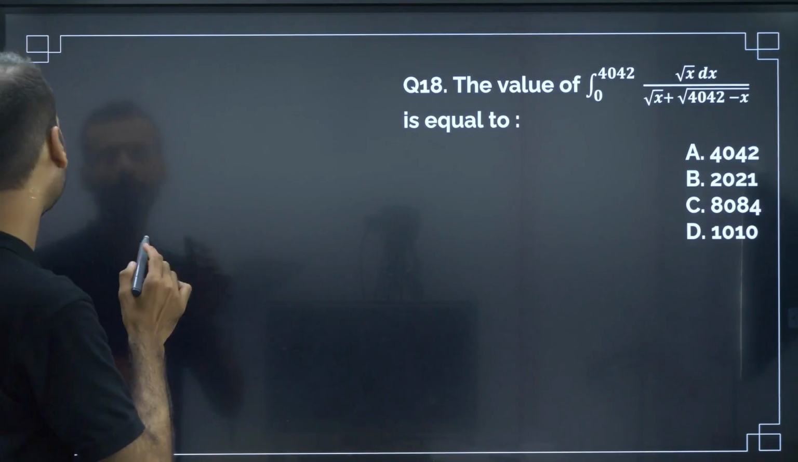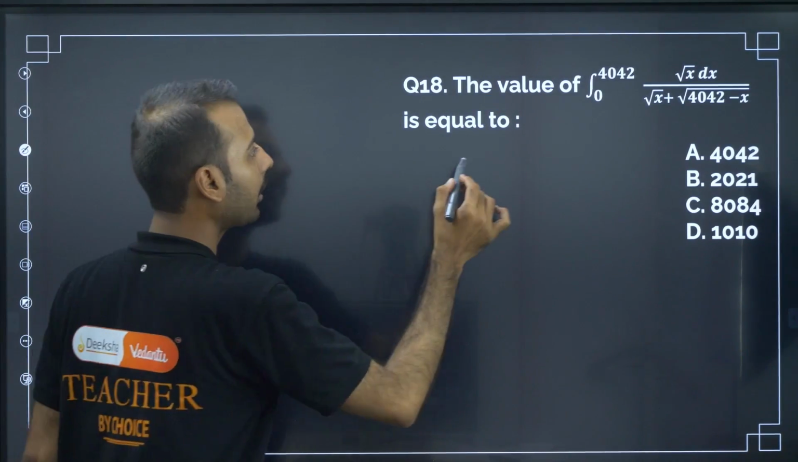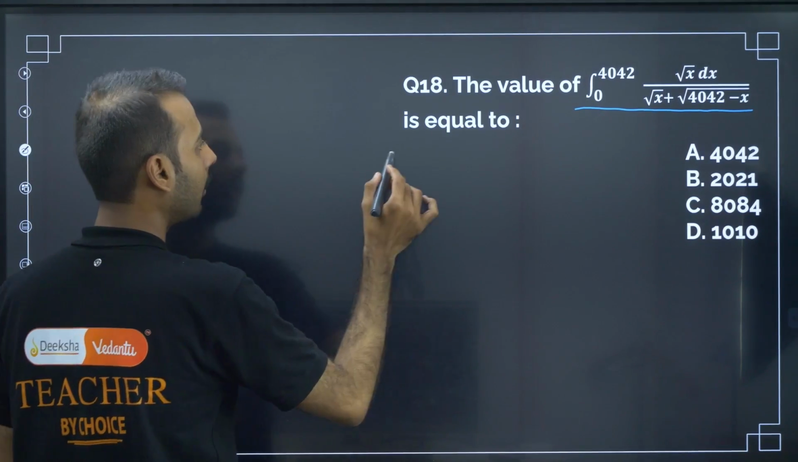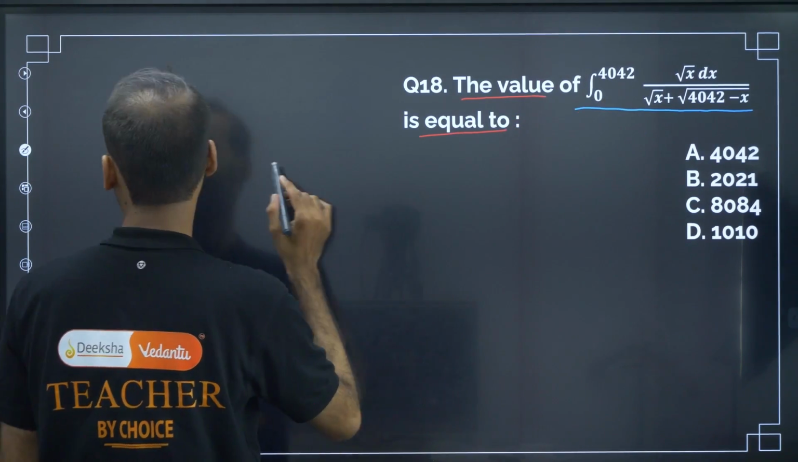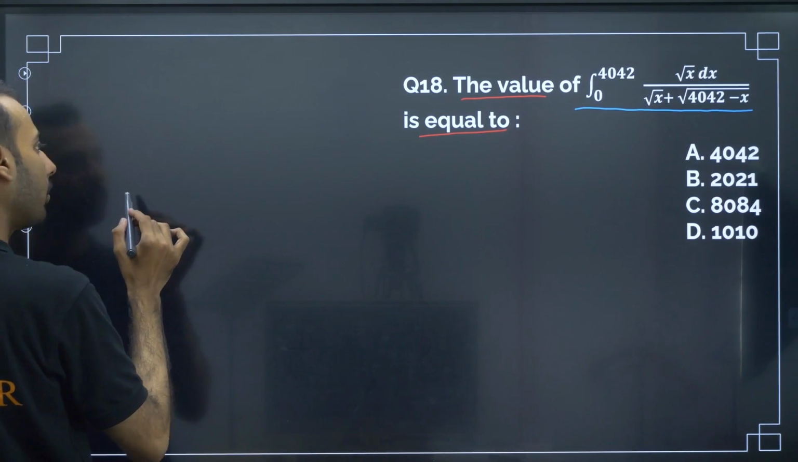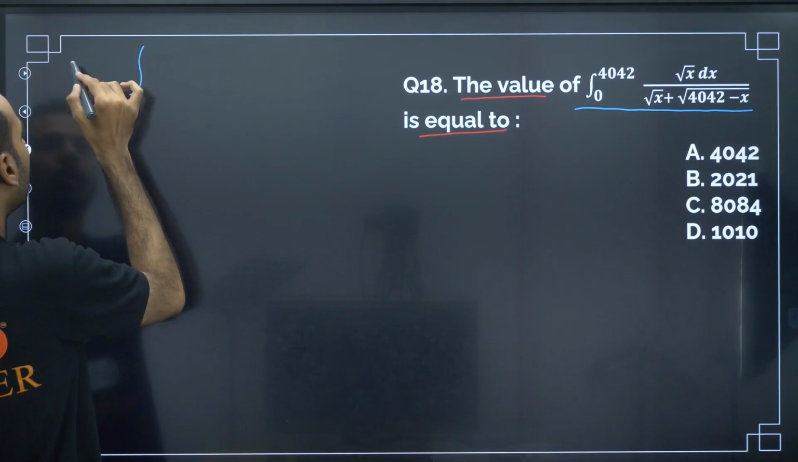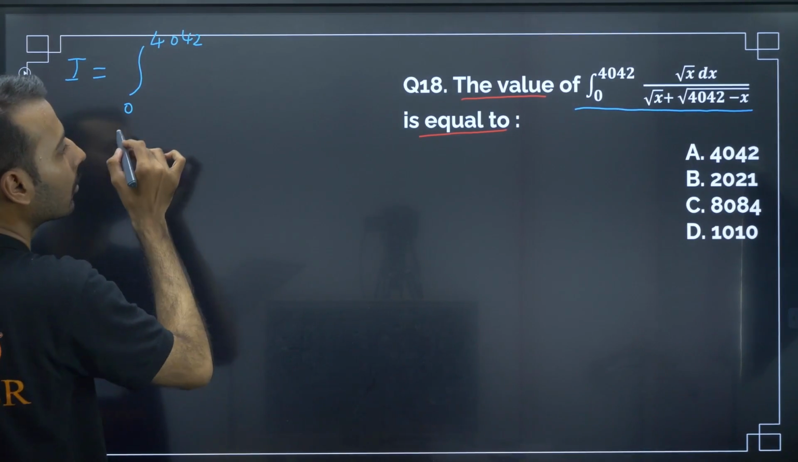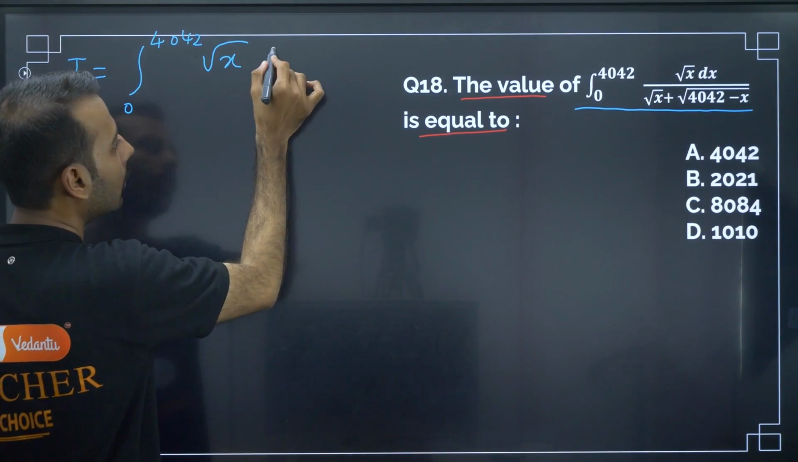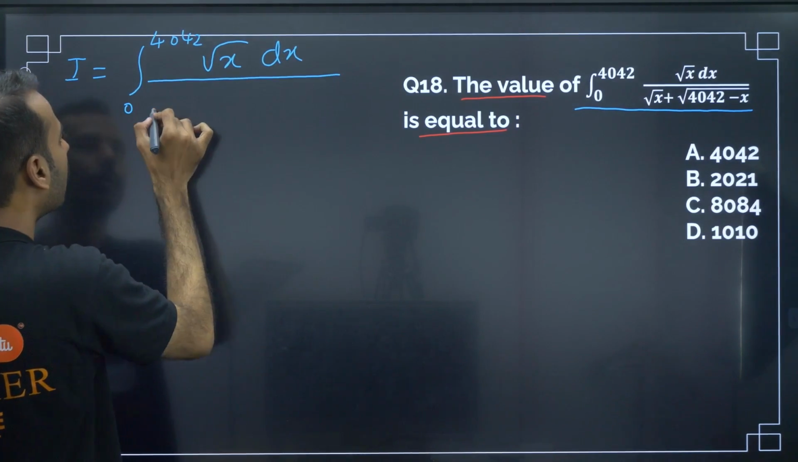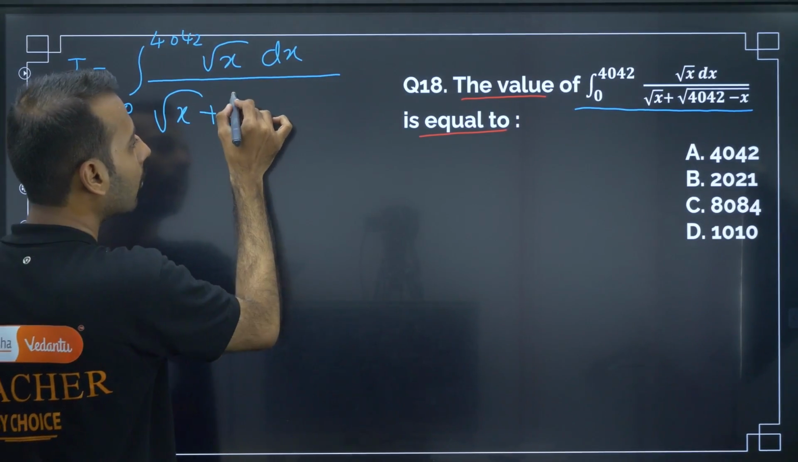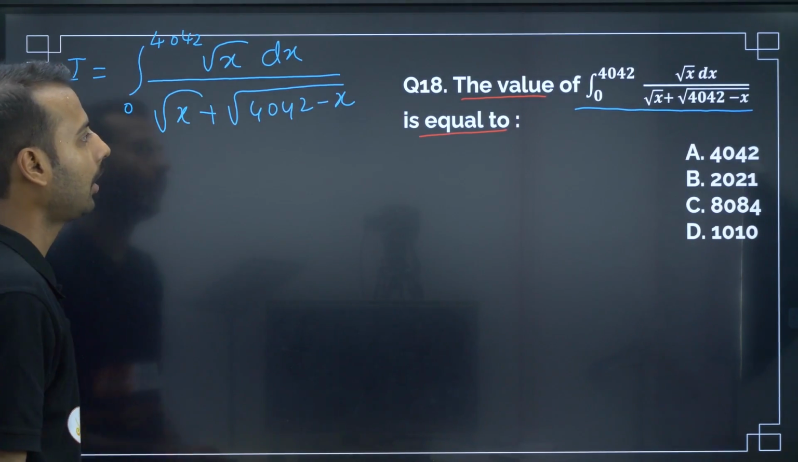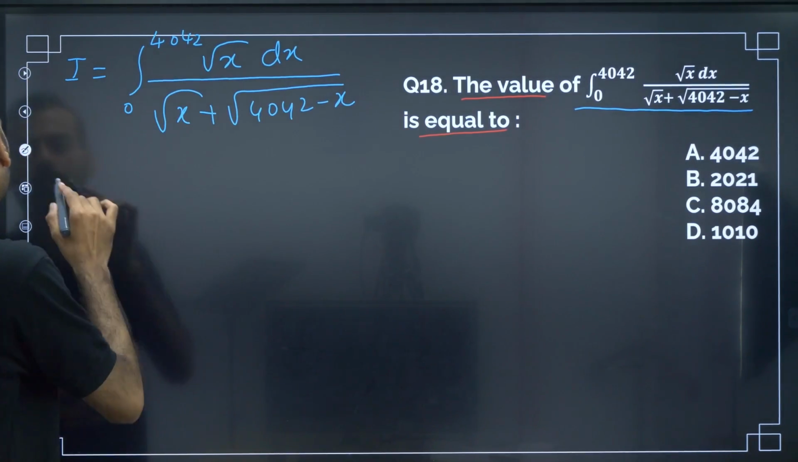The value of some integral they have given, and they are asking us to find the value of that integral. So let me copy and paste that. I is equal to the integral from 0 to 4042 of root x dx by root x plus root of 4042 minus x. Same integral I am copying and pasting.